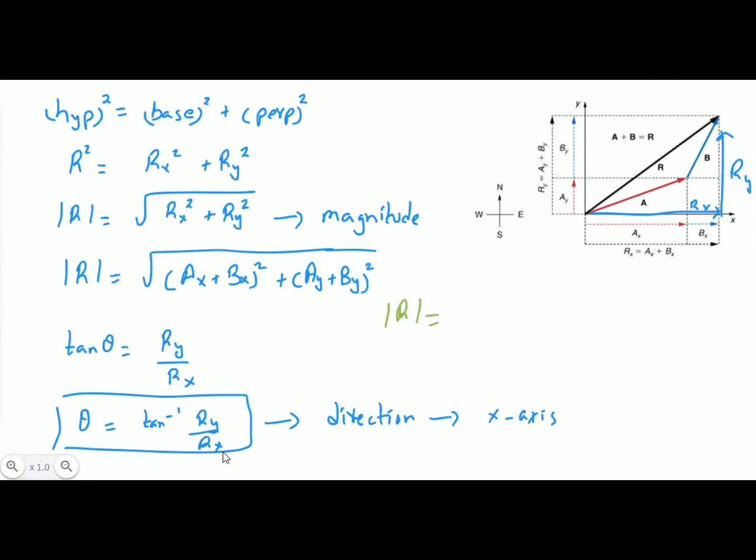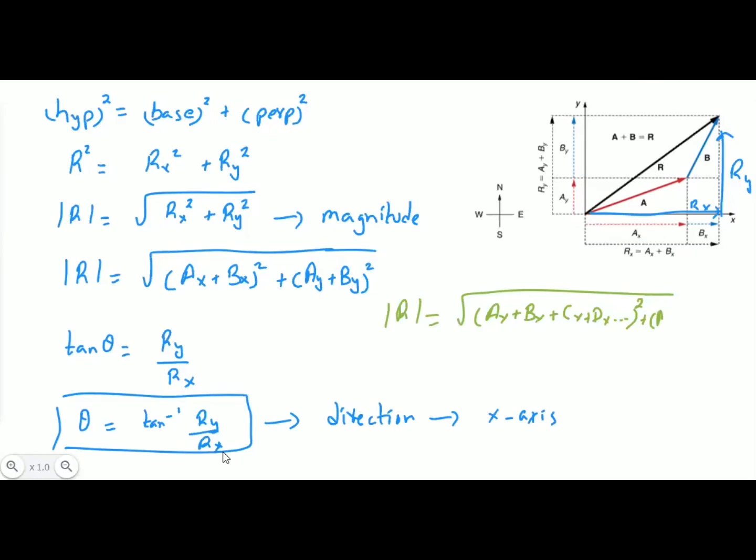सो वी हैव टू ऐड the x component of all the vectors just like ax plus bx plus cx plus dx and so on, और इसका स्क्वायर ले लेंगे. and similarly we have to add their y components ay plus by plus cy and so on and its square.